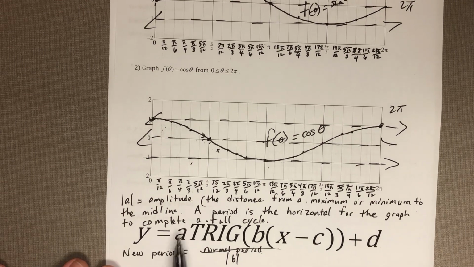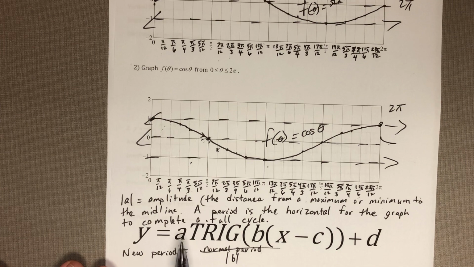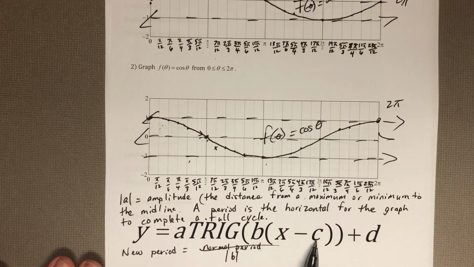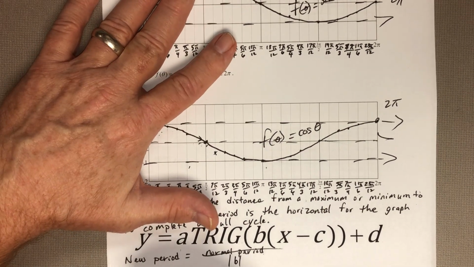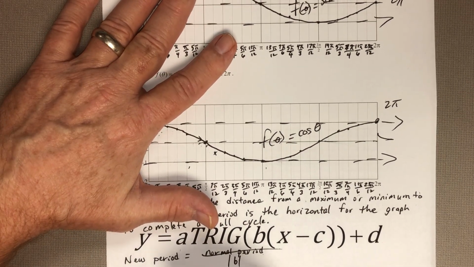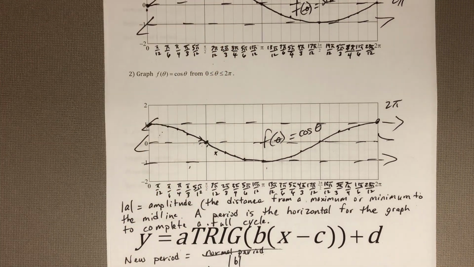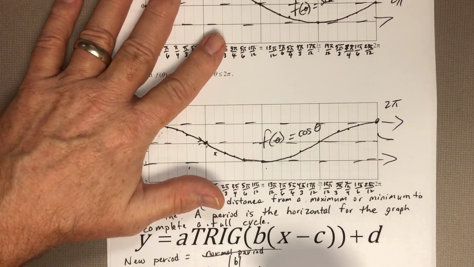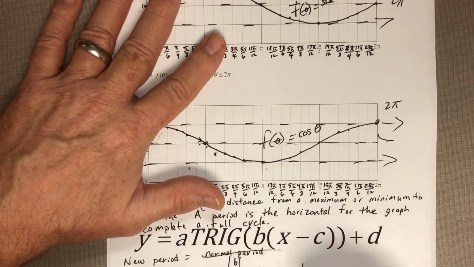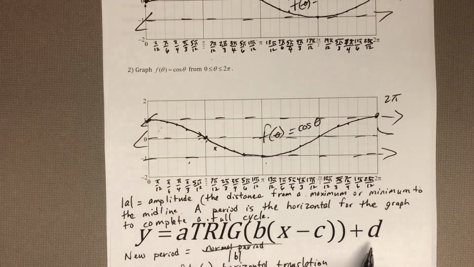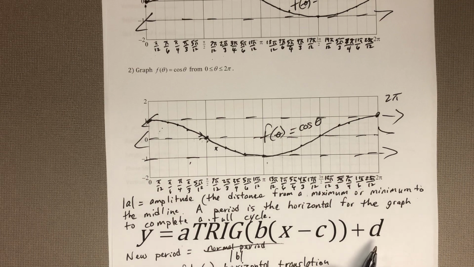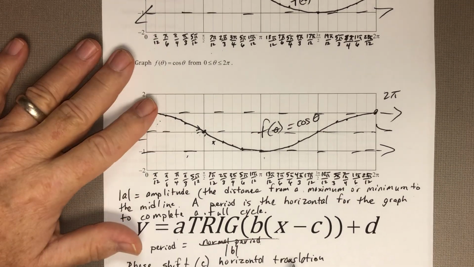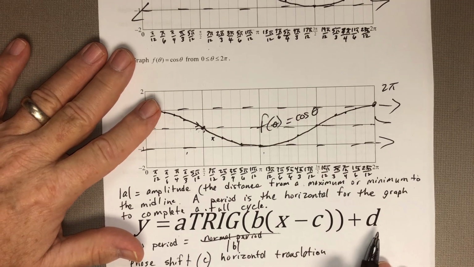That takes care of A. A is the absolute value. That gives you your amplitude. B gives you your period. C is what we call a phase shift, so your phase shift is found by using C, and that's your horizontal translation. And of course, D is your vertical translation. We'll talk about that vertical shift as well.